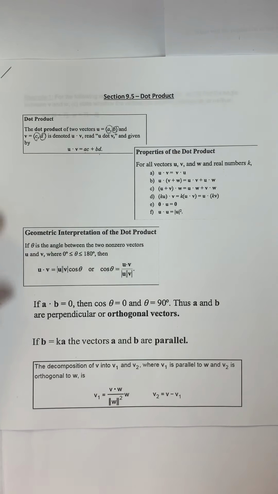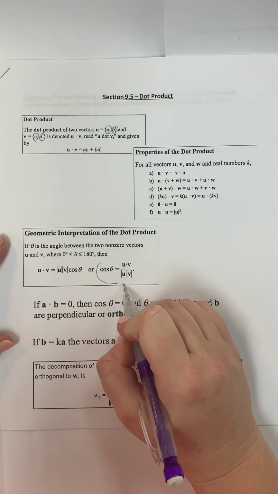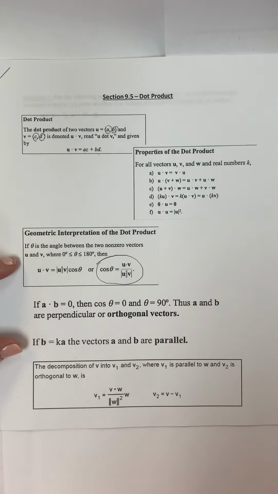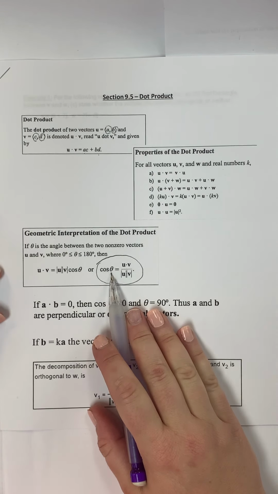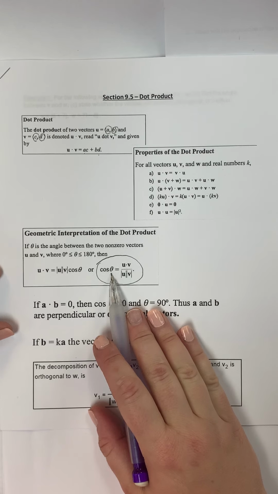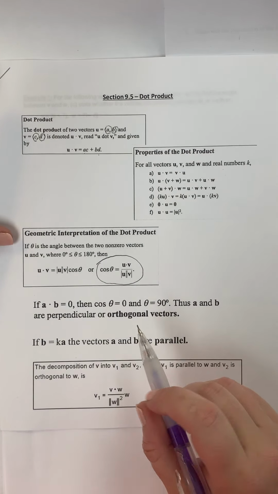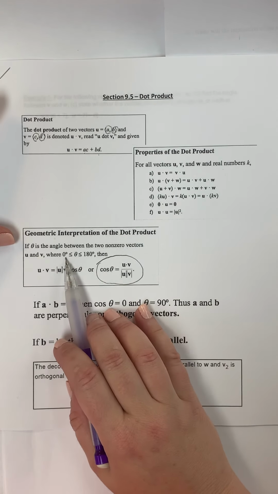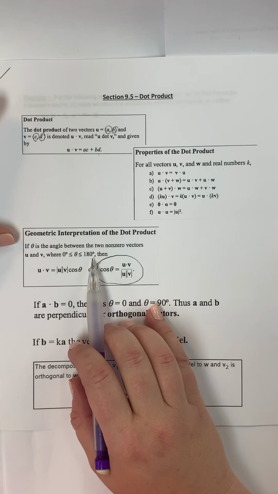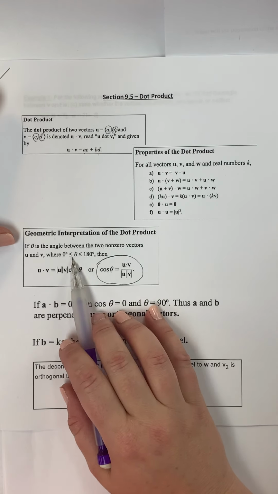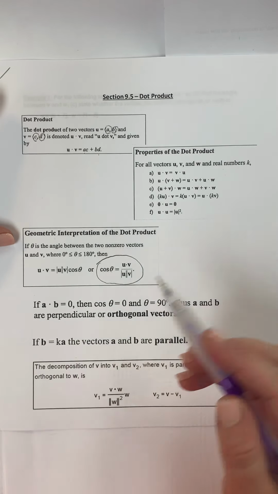Now, what does relate to this section is this formula that you see right here. This gives you theta, or the angle between two non-zero vectors. So we're back to theta. I know we were in alpha, now we're in theta. And theta is going to be anywhere between 0 and 180 degrees. So we're just in the first two quadrants there.